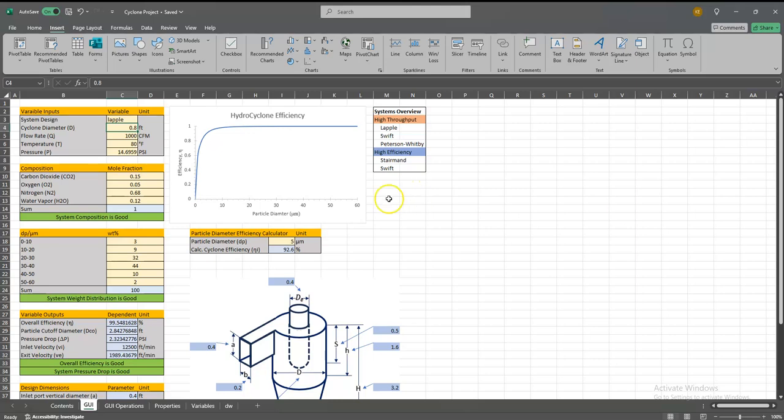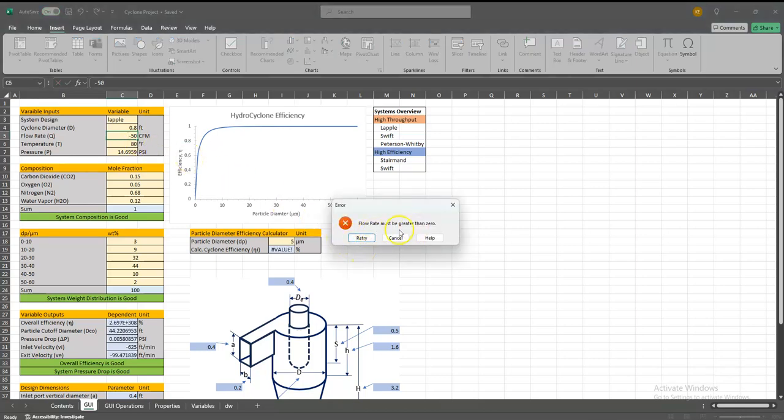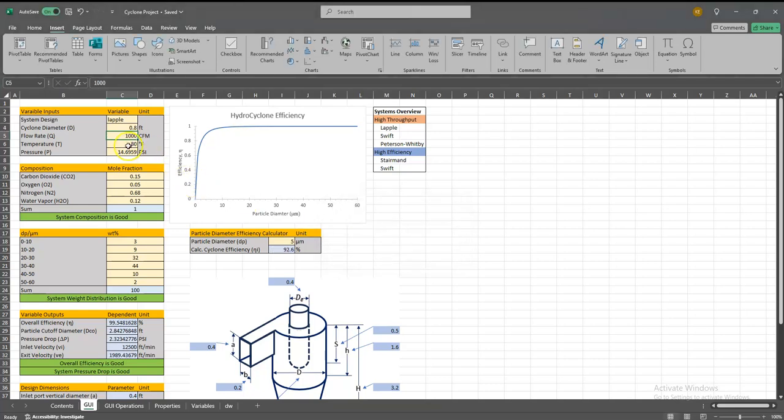Step 4 is to input the flow rate, the temperature, and the pressure, which are all the initial conditions for the inlet stream. It is important to note that the flow rate and pressure cannot be a negative number. The temperature cannot be below absolute 0. For example, if we were to put negative 50, we can see that the flow rate must be greater than 0. If you retry, we can put in a different value, or by hitting cancel, we reset to the old value.